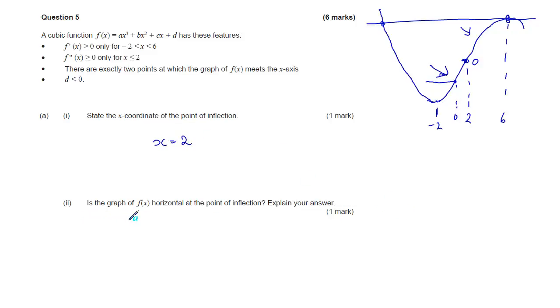Is the graph of f of x horizontal at the point of inflection? No, because we know that f dashed x will be equal to 0 only at -2 and 6. So it is oblique.